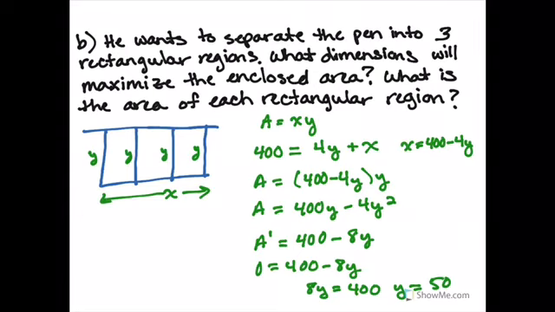So then I'm going to get x from right there. So x equals 400 minus 4 times 50. So x equals 200 feet. We already knew that. That didn't have to come out to be the same.